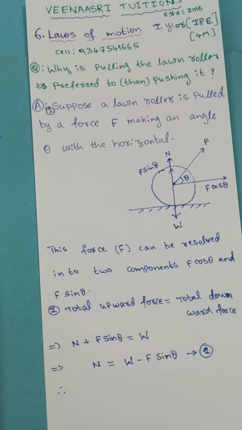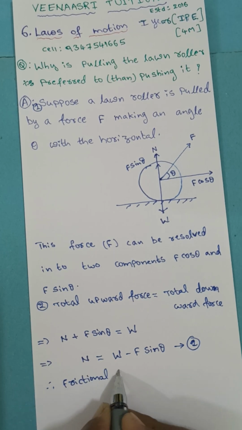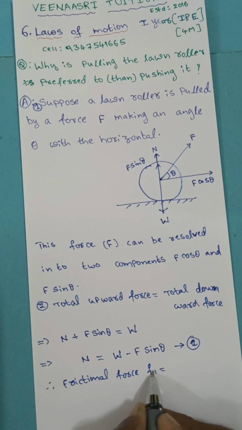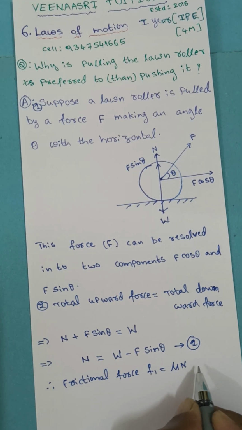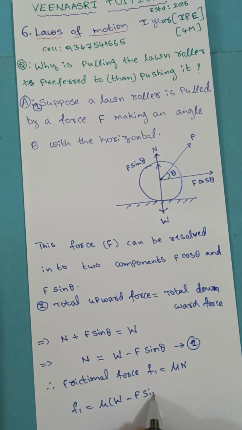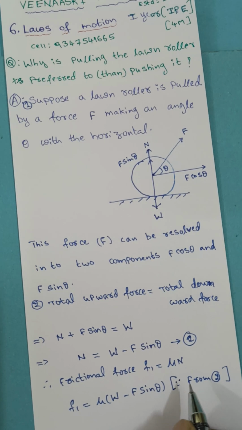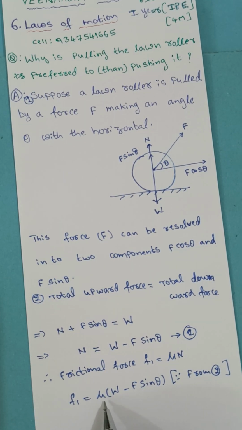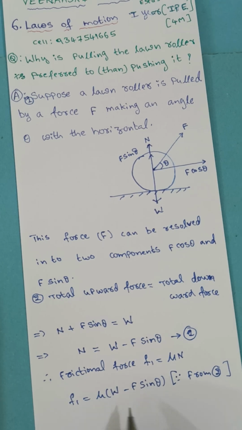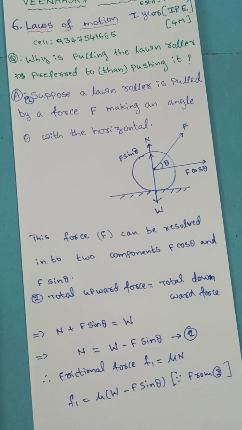Therefore, the frictional force F1 is equal to mu N. It is a formula. Now F1 is equal to mu. From the first equation, substitute the value of N as W minus F sin theta. So F1 is equal to mu of within the bracket, W minus F sin theta. This is the frictional force when the lawn roller is pulled by a force capital F. Take it as the second equation.